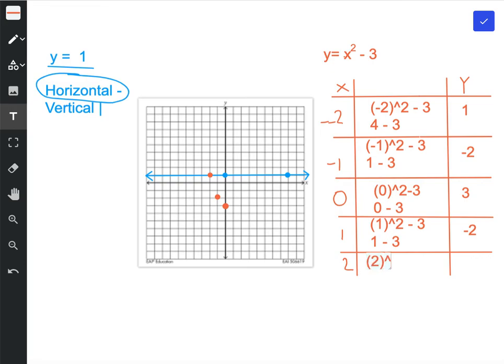Let's keep going. 2 squared, excuse me, minus 3. Well, 2 times 2 is 4. Minus 3 is 1. So let's fill out those ordered pairs again. This ordered pair here is 1, negative 2. And this ordered pair down here is 2, positive 1. So we're seeing this trend, and this is going to be sloppy, but basically it's not a line, but if I connect the dots, it's making something like that.